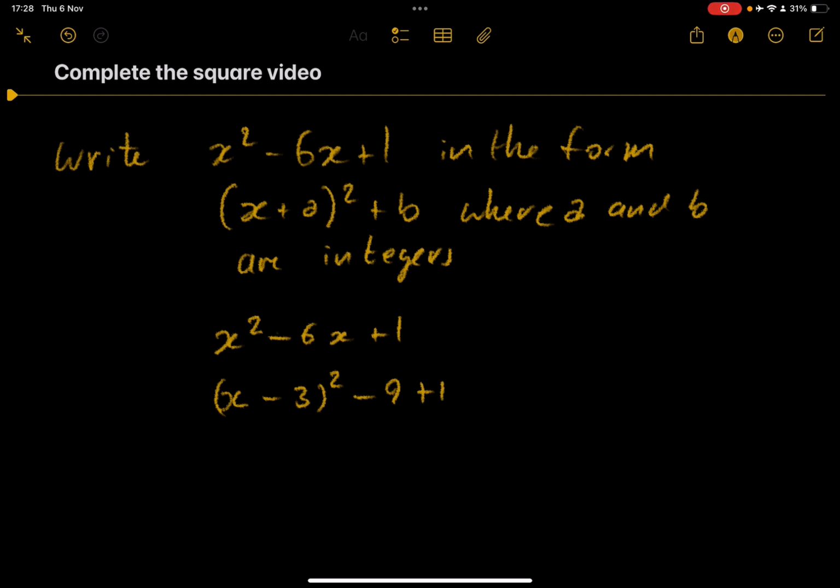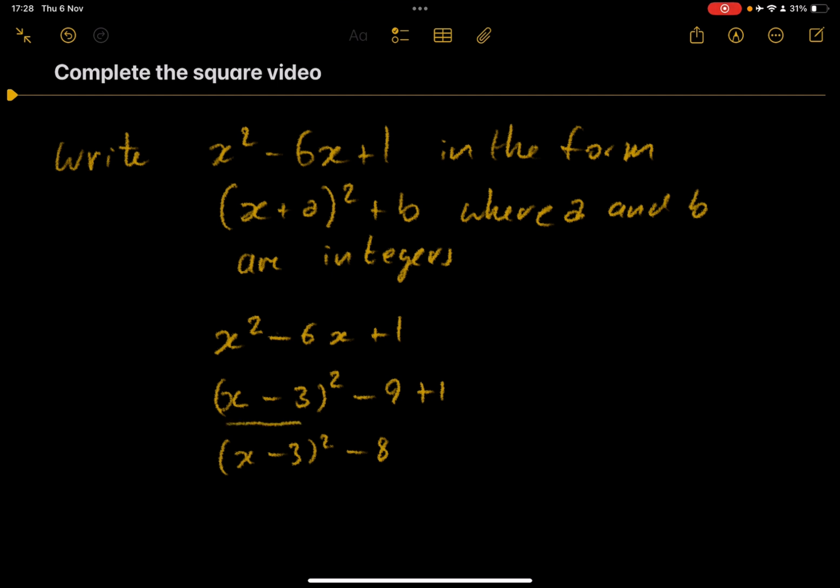Okay, that hasn't gone anywhere. What we're finally going to do, notice that it says just one number here, so we've got to make sure that we do simplify it as well. But that's pretty easy. x minus 3 squared minus 9 plus 1 becomes minus 8. Now, why did we subtract that 9?